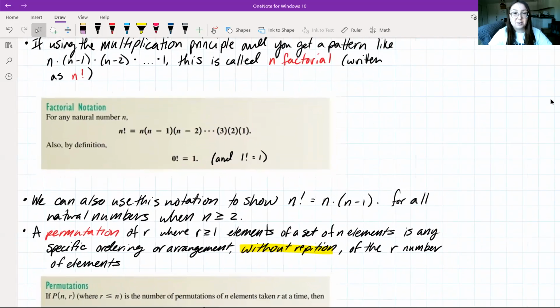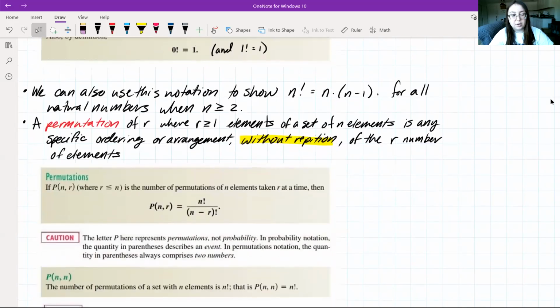So we have factorial notation here. For any natural number n, n factorial, or n exclamation point, is equal to n times n minus 1 times n minus 2 times, and then we go all the way down until we get to 3 times 2 times 1. Also, by definition, 0 factorial is equal to 1, and 1 factorial is equal to 1. We can also use this notation to show that n factorial is equal to n times n minus 1 factorial for all natural numbers n greater than or equal to 2.